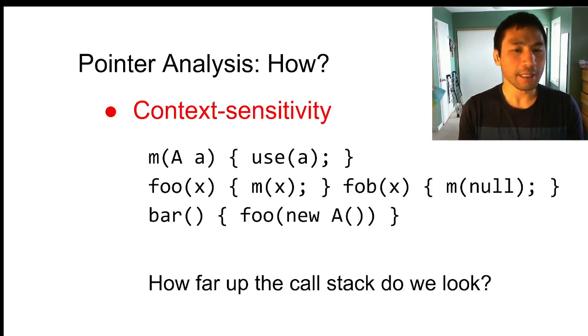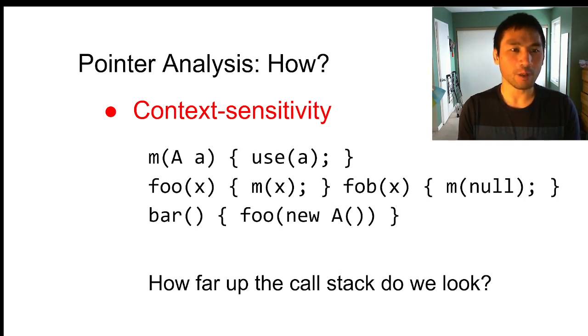Okay, the other thing you can do is context sensitivity. So the two big questions for pointer analysis are: are you flow sensitive, and which notion of context sensitivity are you going to talk about? I'm just going to talk about the easiest possible one. Here, we have the method M, which we're analyzing. It calls use of A. And then we have methods foo and fob. Foo is going to call M with method X, and fob is actually going to call method M with null.